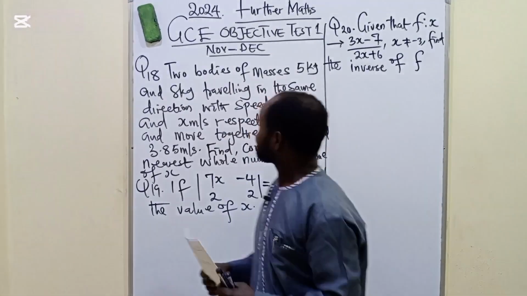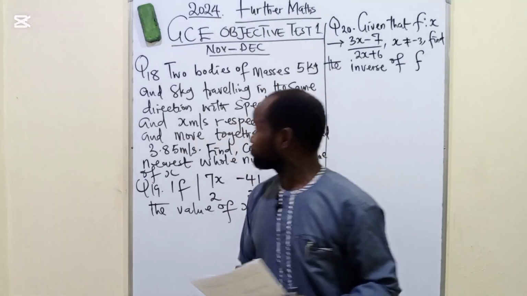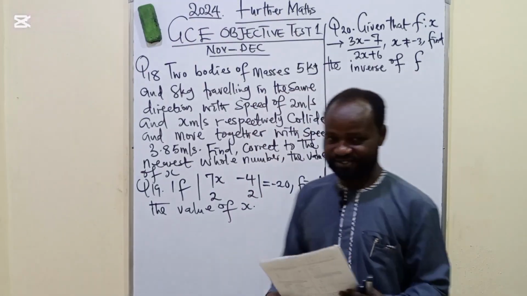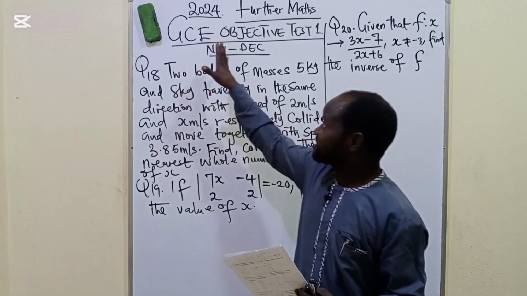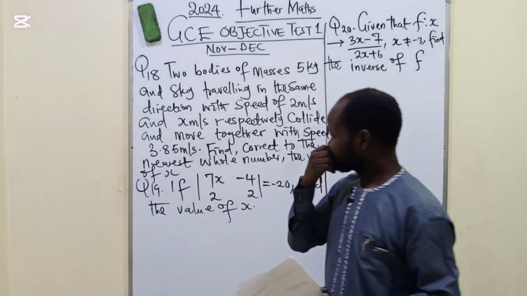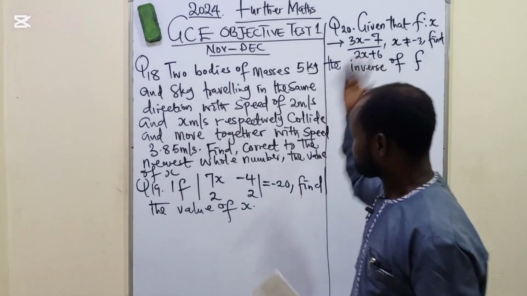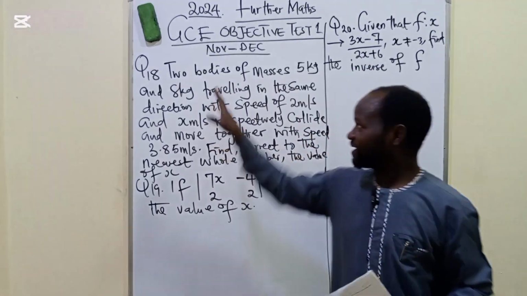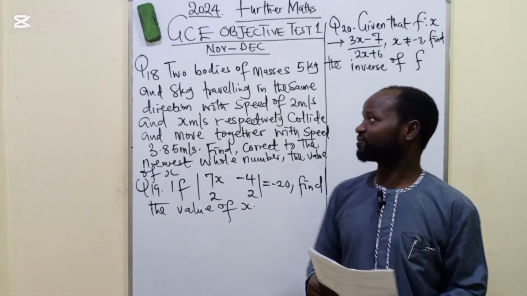In today's presentation, we'll continue with our solution to GCE Objective Test November December. This is further mathematics. With us here are questions 18, 19, and 20. Let's look at how we can handle these three questions before us.